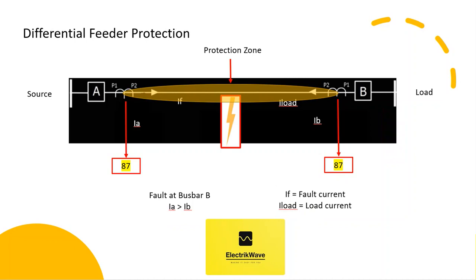Now let's assume a fault at the middle of the line. Here the fault current would flow from station A to the fault location. Fault is getting fed up to the fault location through the overhead line by the source. In this fault condition current IA would be greater than IB, so due to the current magnitude difference, the relay will pick up and trip the breaker. Position of current transformers at both ends defines the protection zone.